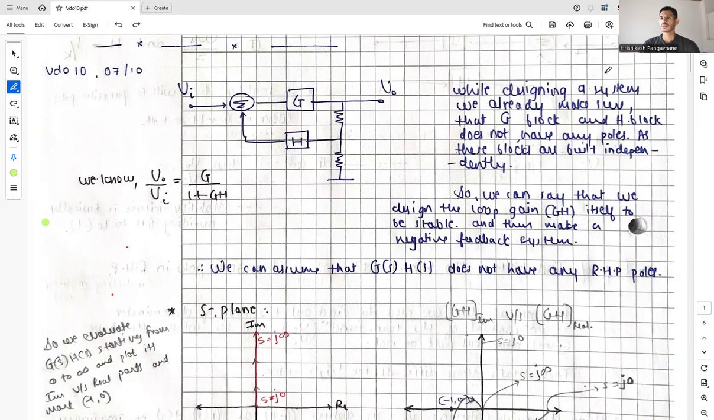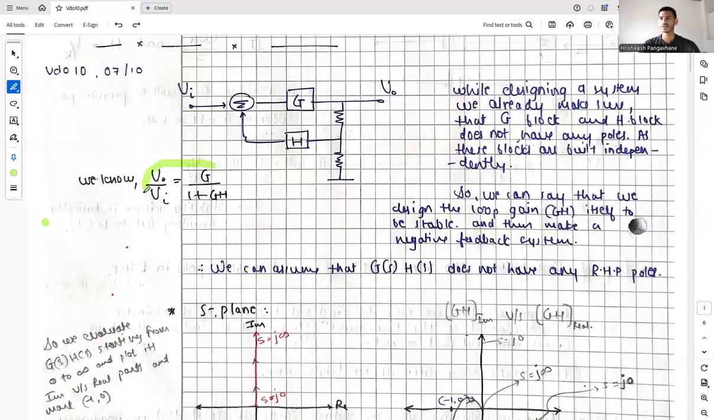...deeply about the Nyquist criterion and its implementations. So basically, while designing a negative feedback system or a negative feedback amplifier, we already make sure that the G block and H block do not have any poles, as these blocks are built independently. So we can say that the loop gain GH itself is designed to be stable, and then we make a negative feedback system.